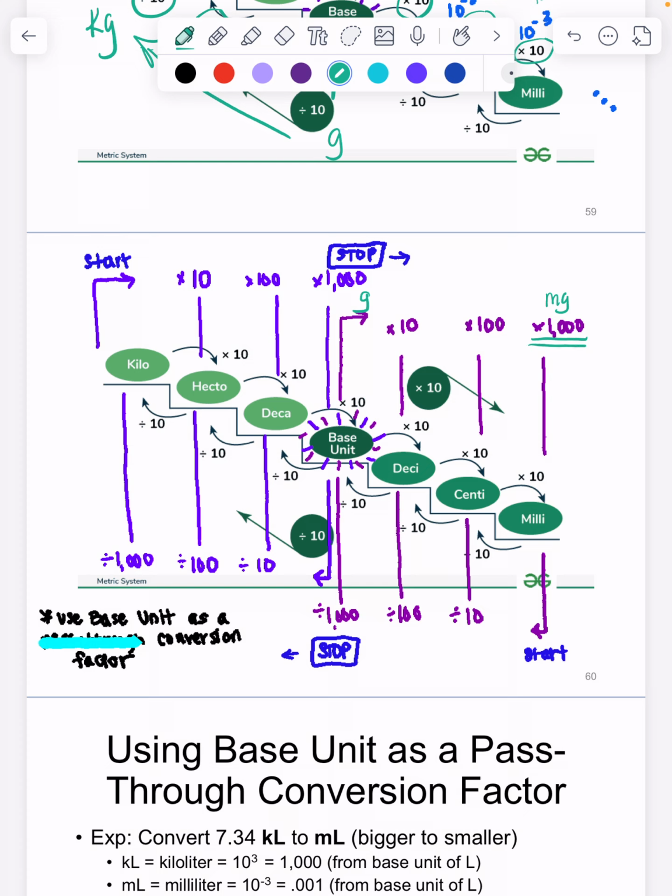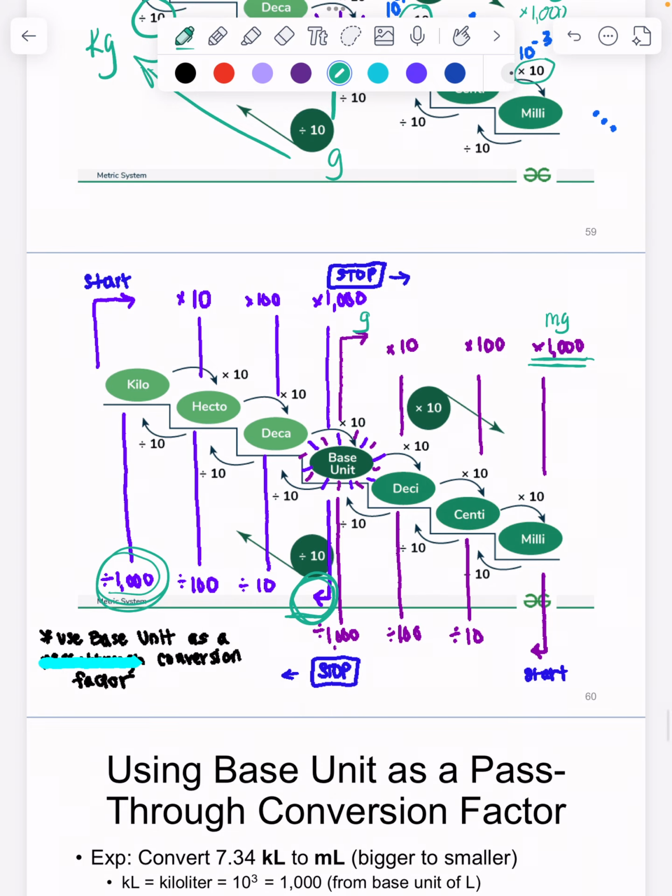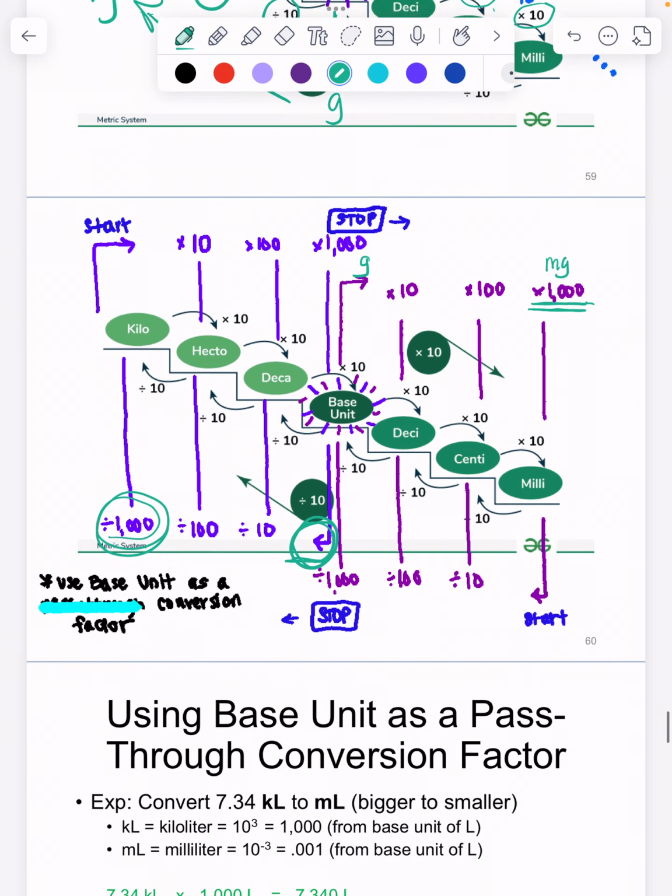You would have to multiply by 1,000 to get that new value in milligrams. Just like going the opposite way. We look down here, we're starting here. We would have to divide by 1,000 to go from grams to kilograms. So we are going to do some examples of these.